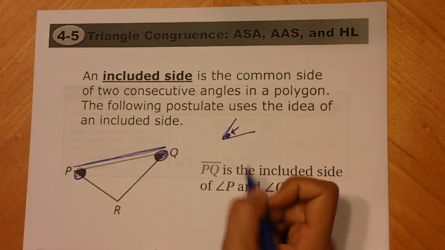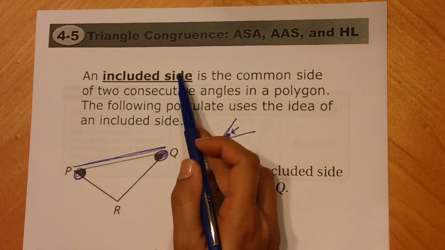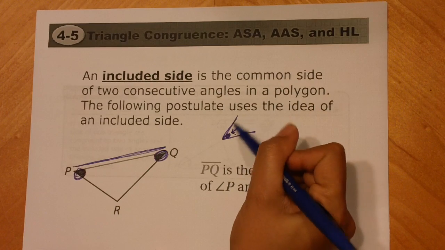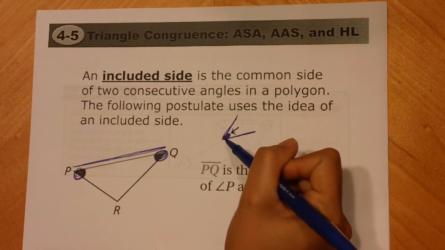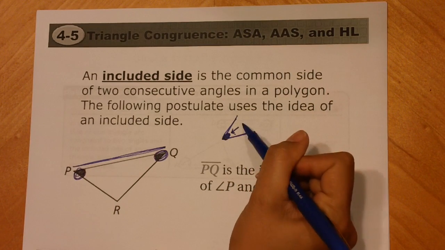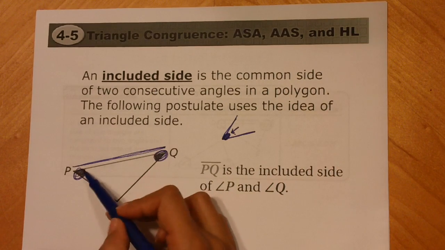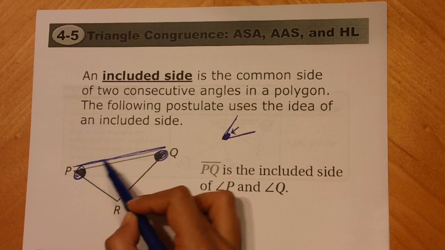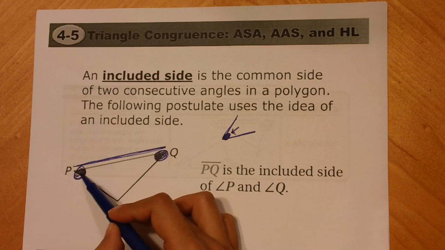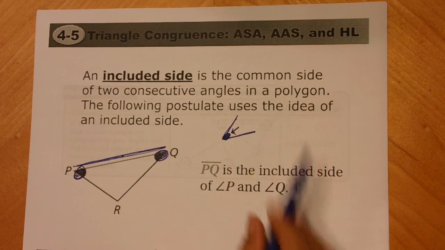The first thing that we're going to talk about is included side, which is similar to an included angle, where you have a side, and the angle in the middle is the included angle. Over here, we're talking about an included side, which means an angle, and then the side between the two that you're talking about is called your included side.